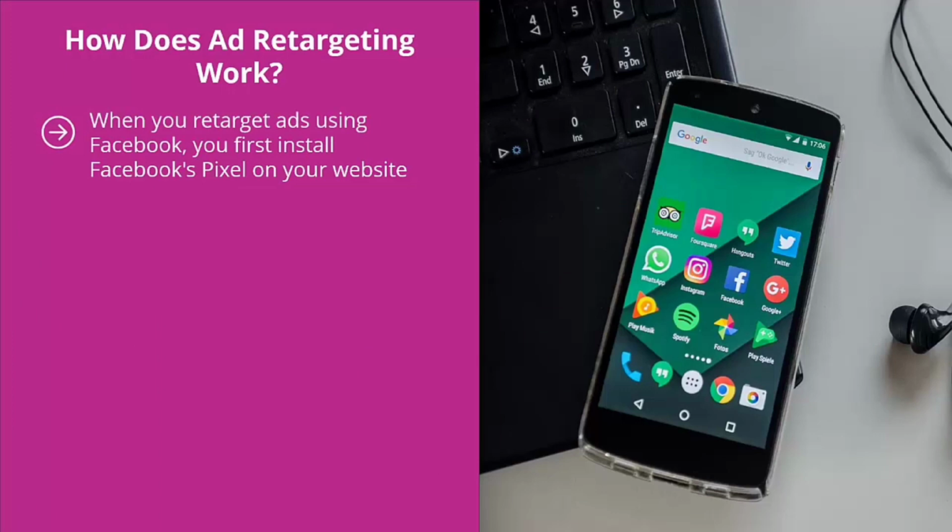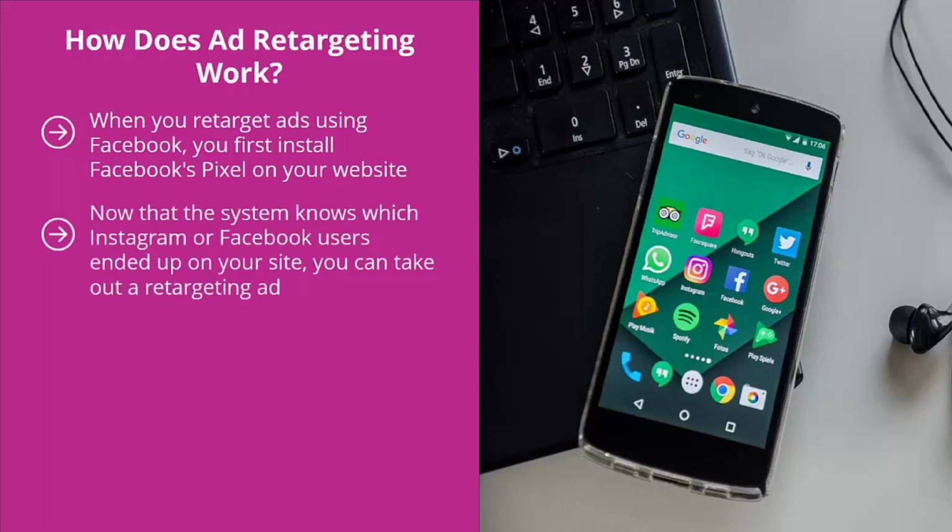When you retarget ads using Facebook, you first install Facebook's Pixel on your website. You then go about promoting on Facebook and Instagram. And when people find themselves on your site after clicking on a profile link, the Pixel keeps track of where they landed. Now that the system knows which Instagram or Facebook users ended up on your site, you can take out a retargeting ad. This ad can promote a deeper page, or it can promote your mailing list directly.